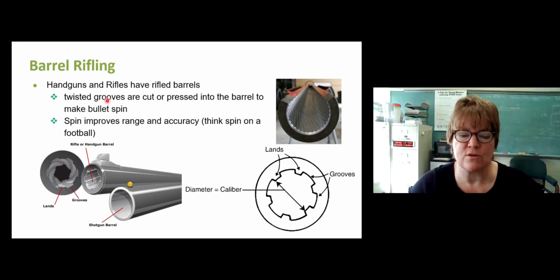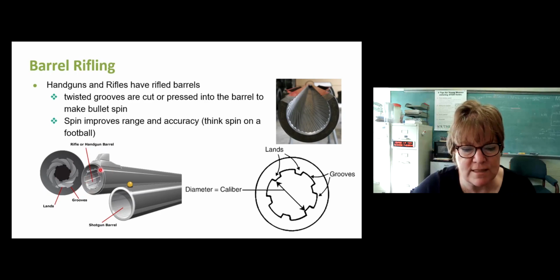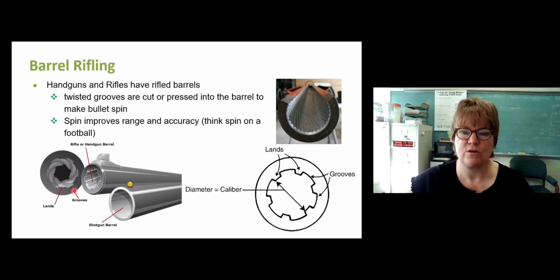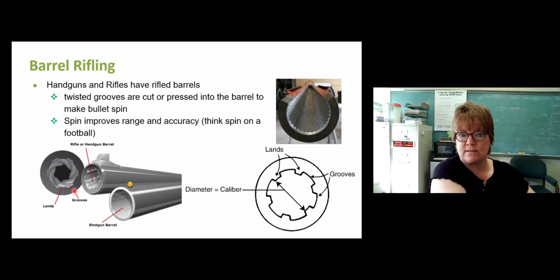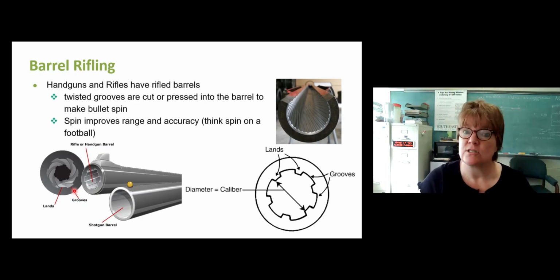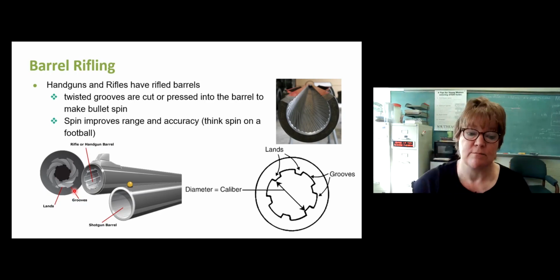Okay, barrel rifling. Now let's talk a little bit more about these lands and grooves. If you look at this, it's sort of twisted, looking in on it, you can see it's got grooves cut into it on a twist. And those grooves help twist the bullet as it is being ejected. Just like if you're throwing a football, if you give it a little bit of spin, it goes farther and the accuracy of the aim is a little bit better. It tends to stay on target, and that's the point of the rifling in both of these.